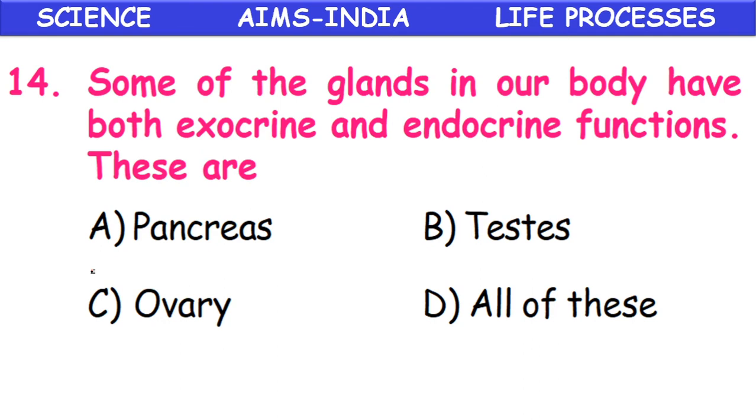Some of the glands in our body have both exocrine and endocrine functions. So, mixed gland. Okay, what are they? These are pancreas, testis, ovary, all of these. Okay. So, here pancreas is correct. Testis is also performing two main functions, endocrine and exocrine, ovary also. So, option D, all of these.